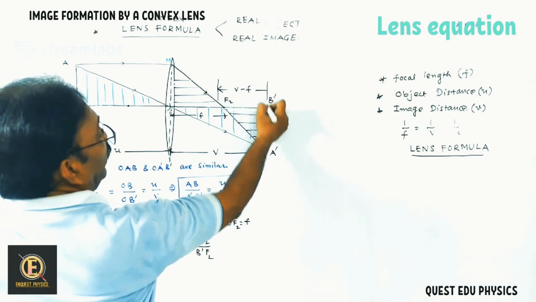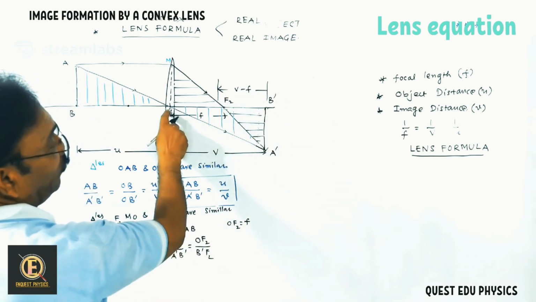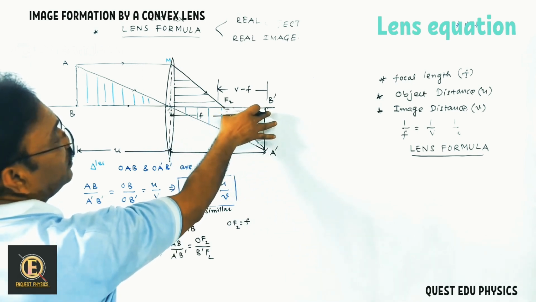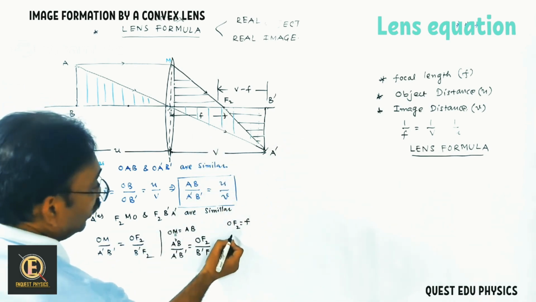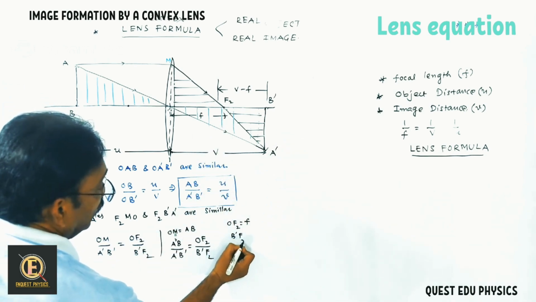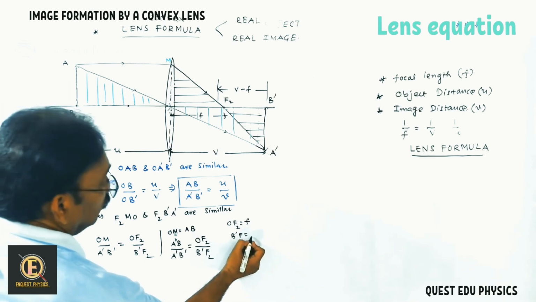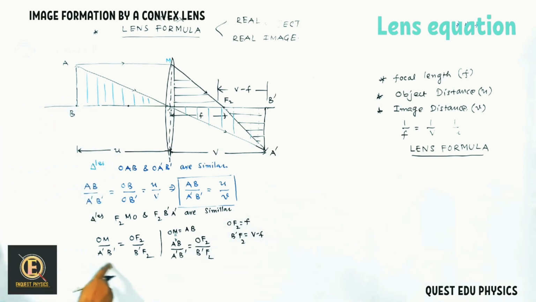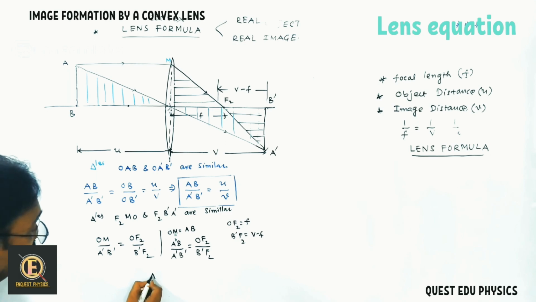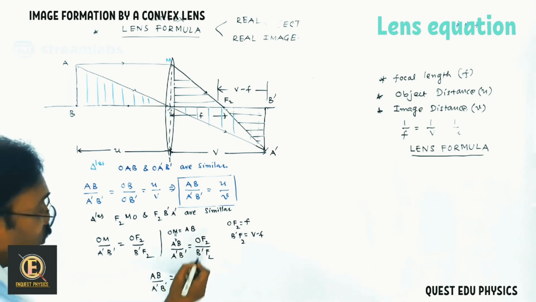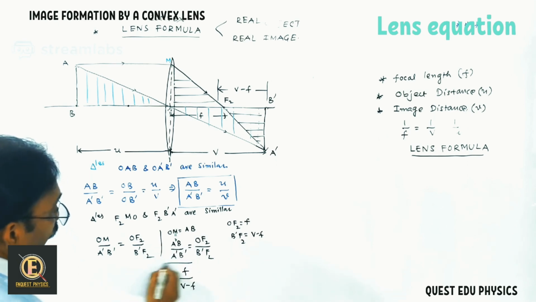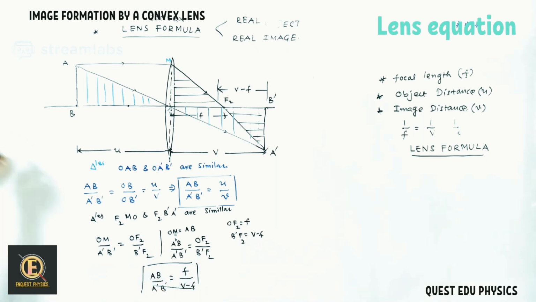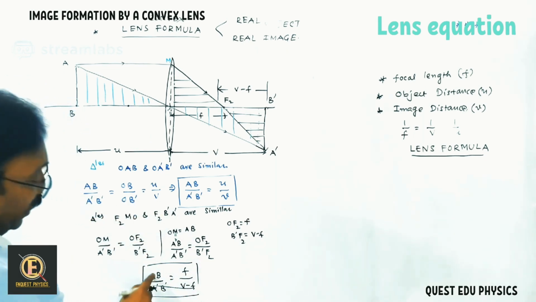Then this can be written as AB by A dash B dash is equal to OF2, that is F, by V minus F. This is the second equation we require. It is AB by A dash B dash is equal to F by V minus F. Here AB by A dash B dash is equal to U by V. We are comparing the two. We can write U by V is equal to F by V minus F.